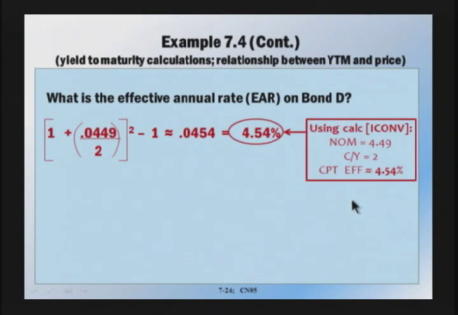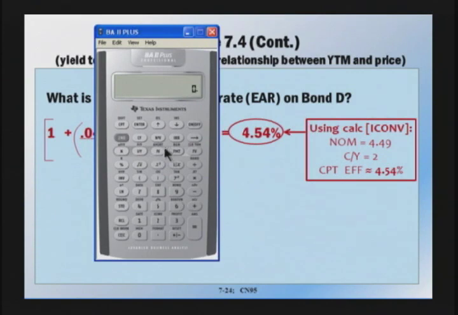We could also use the interest conversion feature on our calculator. So remember, second 2 is how we access interest conversion. And when it asks for NOM, it wants the APR, which for a bond is the yield to maturity, in this case 4.49%. I have to enter it to save that value and then go up, and the compounds per year on the semi-annual bond will be 2, and then go up to effective, and I must recompute it, and the effective rate on the bond is 4.54%.